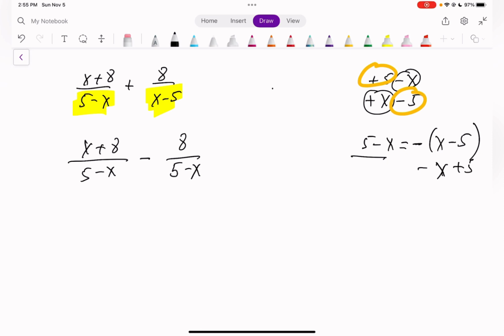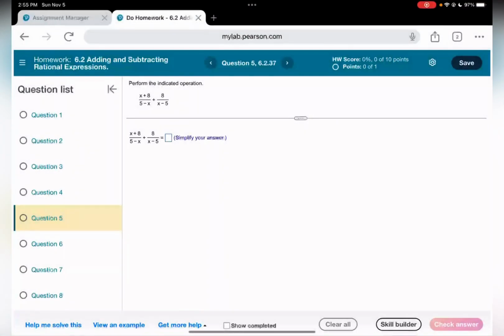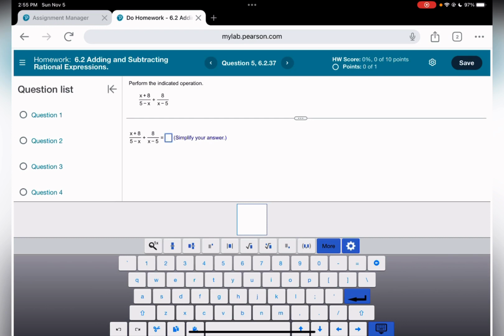And here we will get the same denominator. Once we get the same denominator, we are free to go ahead and do the arithmetic operation with the numerator. x plus 8 minus 8. 8 and 8 is gone. We are getting x over 5 minus x. Right, let's put the answer. x over 5 minus x.